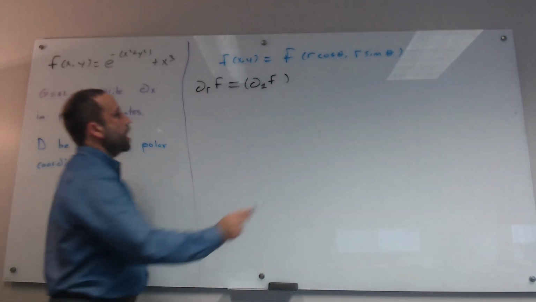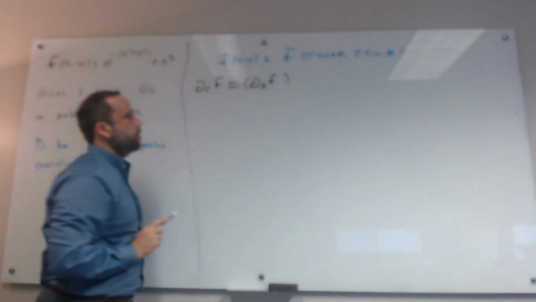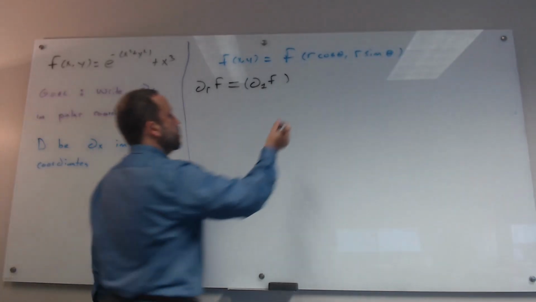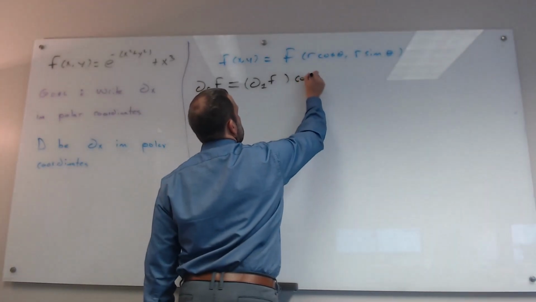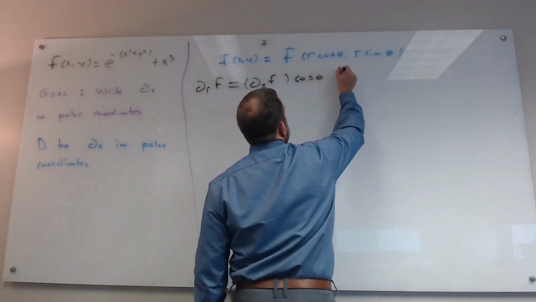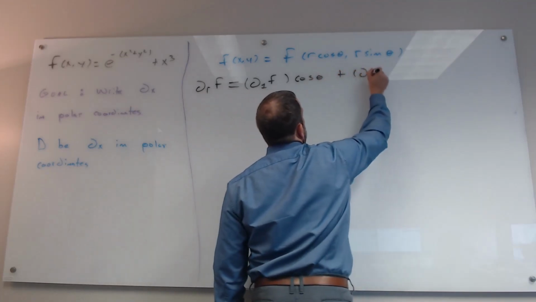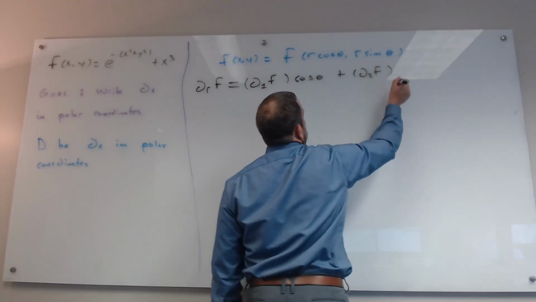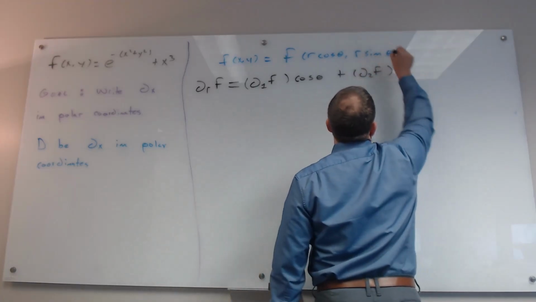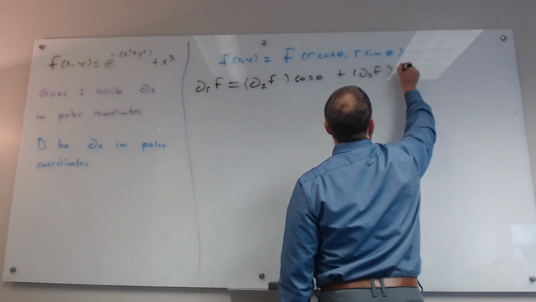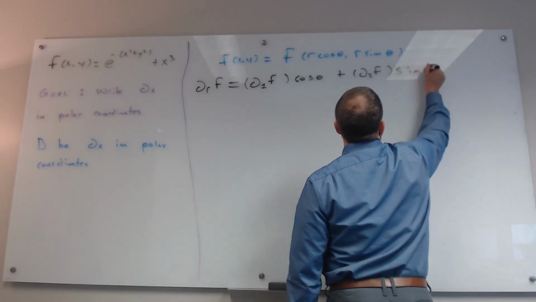And then it's going to be times the derivative of the first component with respect to r, which is just going to be cosine theta. And then it's going to be plus the derivative of f in the second component times the derivative of r sine theta with respect to r, which is sine theta.